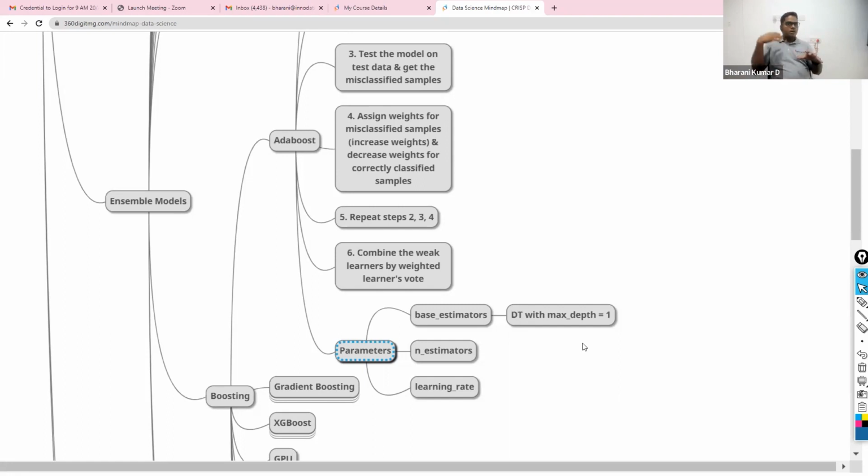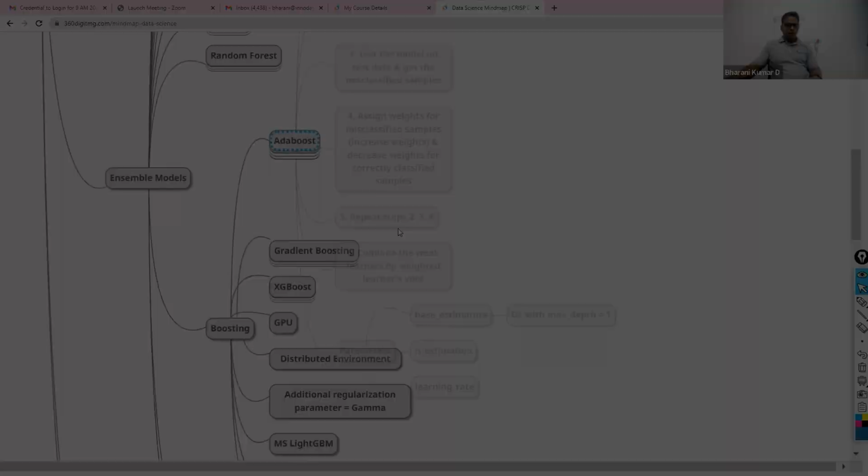Okay. Though you use a decision tree, it's a variant of decision tree, which is called as maximum depth equal to 1. So you restrict your depth. Okay. All right. Yes, exactly. After each iteration, weights change. Okay.